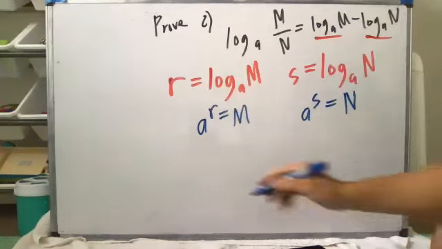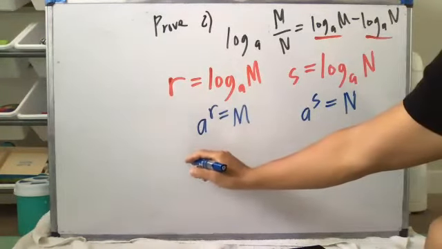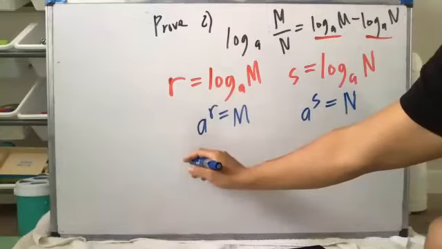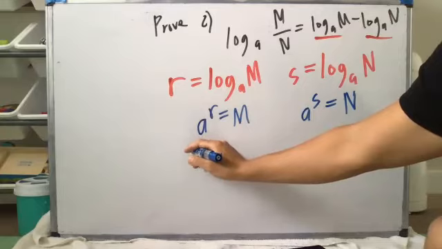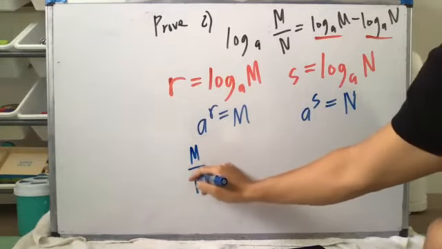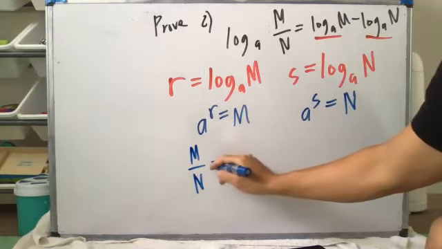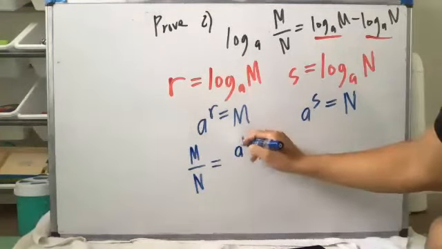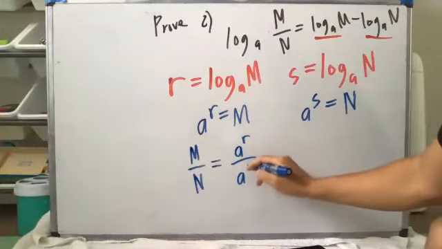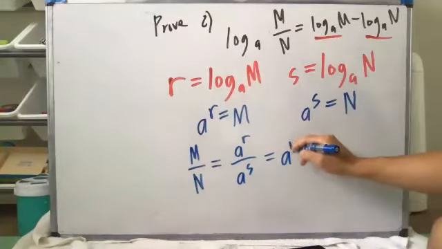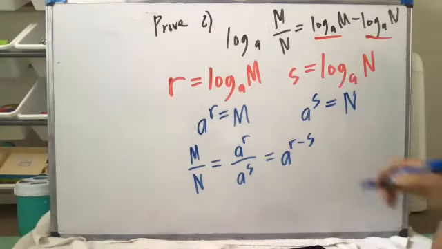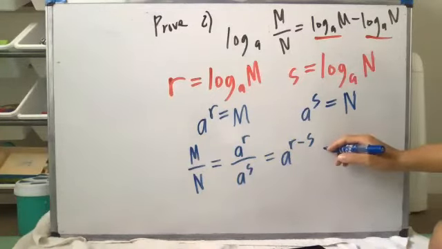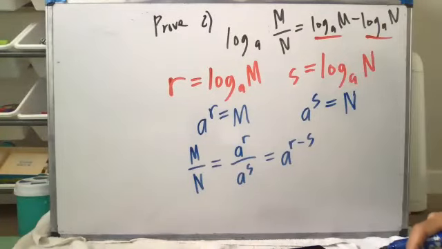Okay, let me start with what I know about exponents. How about this: what's m over n? M over n is equal to a to the r over a to the s, right? Which is equal to a to the r minus s by rules of exponents. Yeah, a to the r minus s, right.